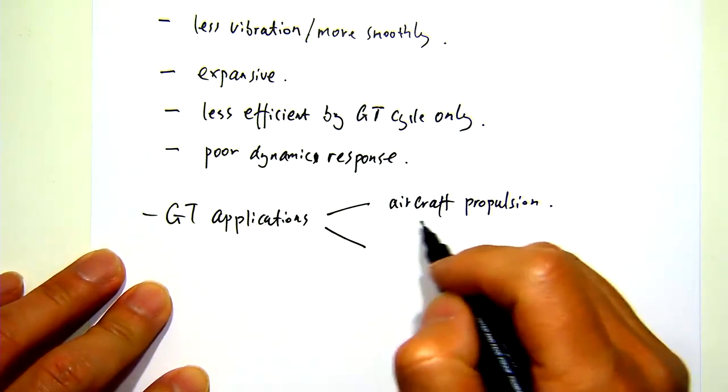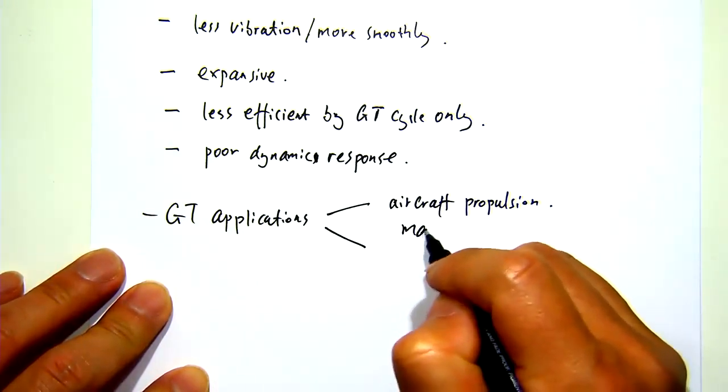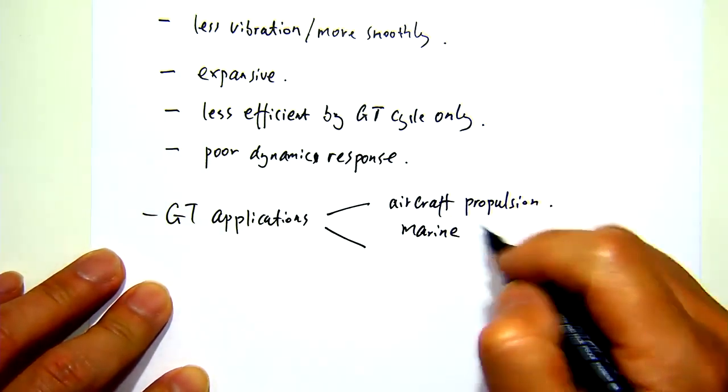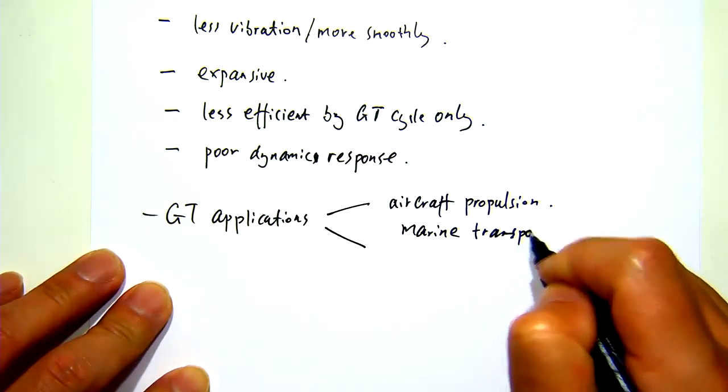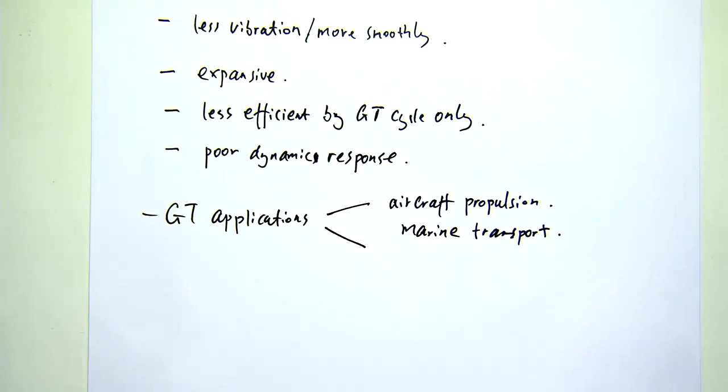the gas turbine is also used for marine, or maybe I should say just marine transport. So this is one example. Again, it's because of the high power to weight ratio. For the military application, you want the warship to be as light as possible, and it can produce a lot of power, so that the ship can run at a higher speed.